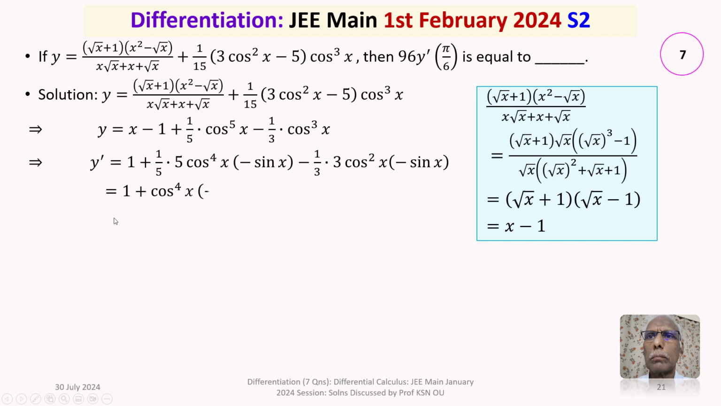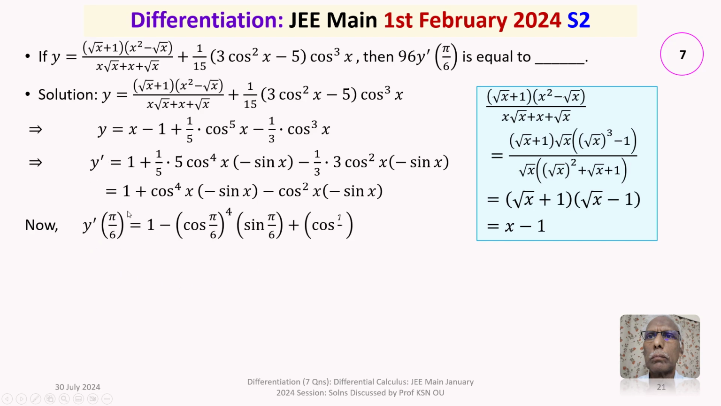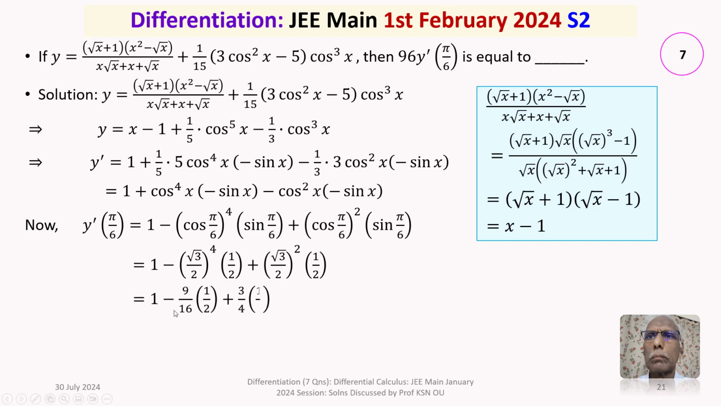Now, simplify. You get this. 5 cancels, 3 cancels, you will get this. And y prime, when x is pi by 6, is in the above expression, simple substitution, x is equal to pi by 6. And cos pi by 6 value is root 3 by 2, sin pi by 6 value is 1 by 2, substitute. And now simplify. You will get 1 minus 9 by 16 into 1 by 2 plus 3 by 4 into 1 by 2. Further simplification will get you 35 by 32.